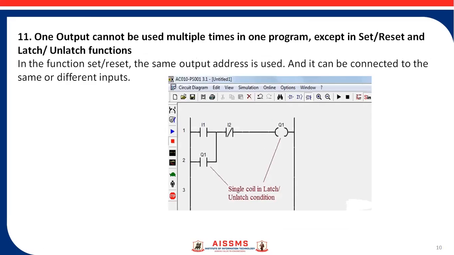Next rule is one output cannot be used multiple times in one program except in set, reset and latch instructions or functions. In the function set reset, the same output address is used and it can be connected to the same or different inputs. So like in this ladder diagram, Q1 is connected in parallel with normally open contact I1.